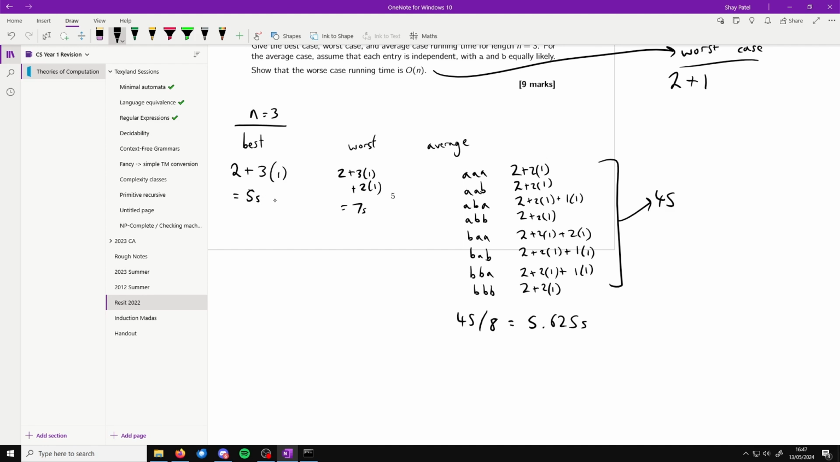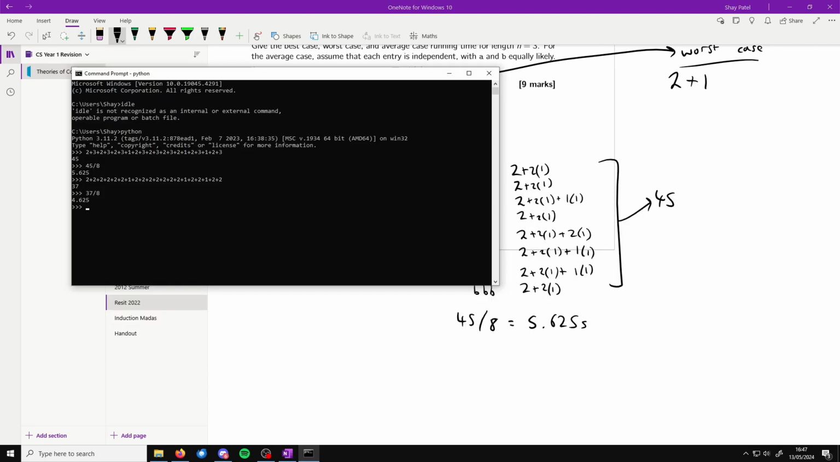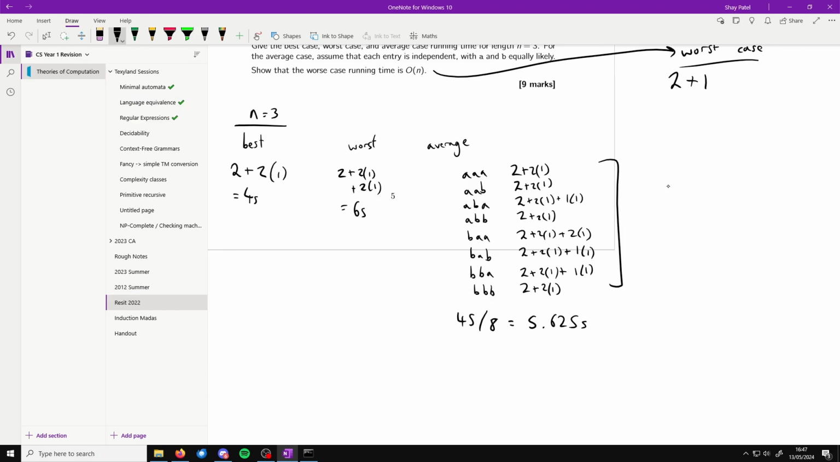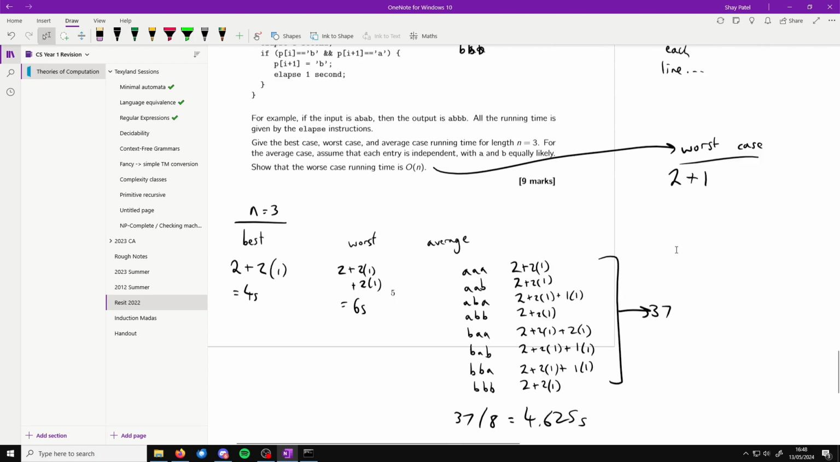Same for the best. Oh, right, of course, this would be 2 as well. So this would be 4 seconds. This would be 2 as well, so this would actually be 6 seconds. And so we'd get 37 over 8 is 4.625. So this adds to 37, and 37 over 8 is 4.625 seconds. Cool. I hope that makes sense.